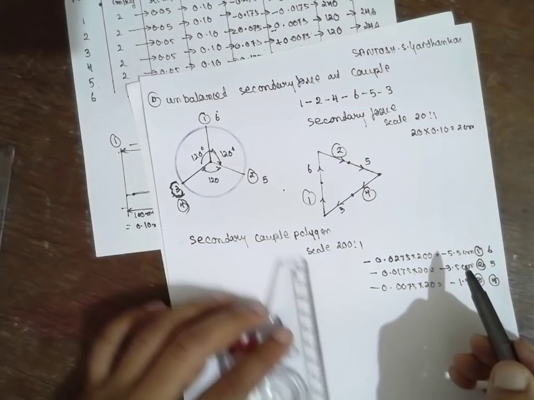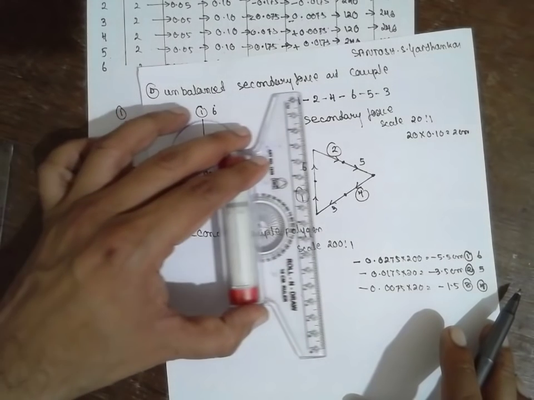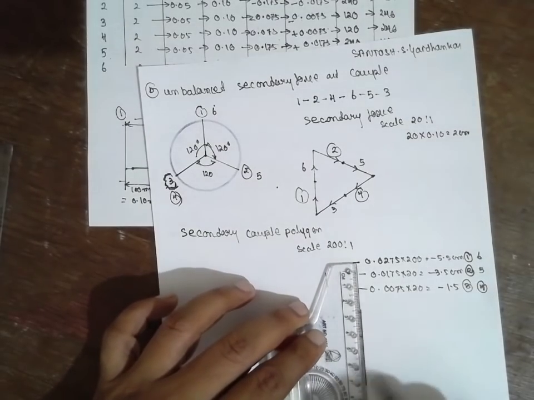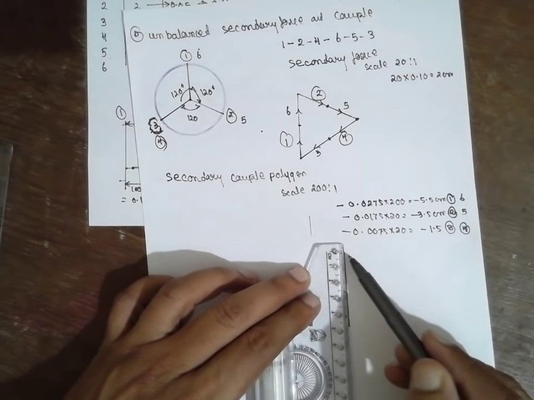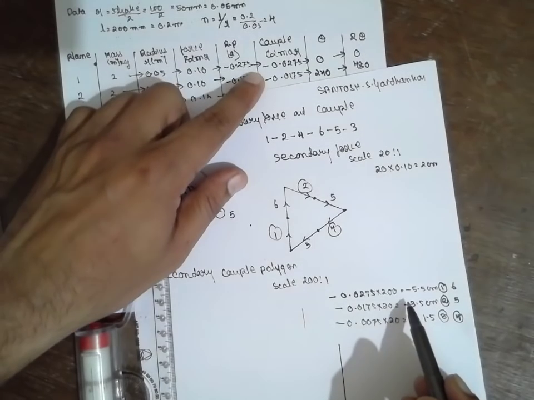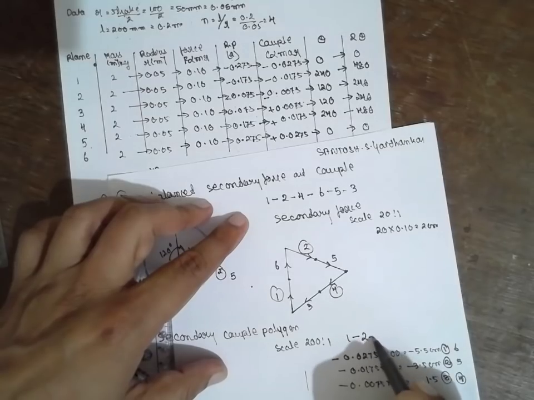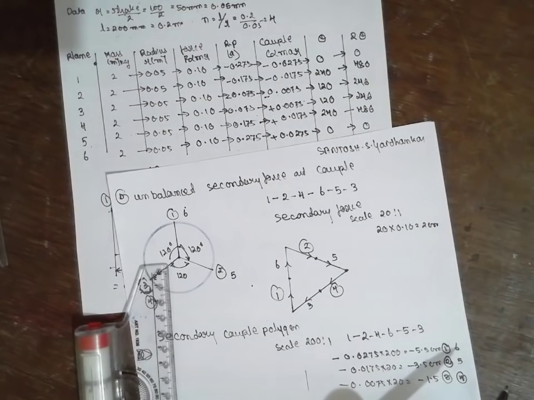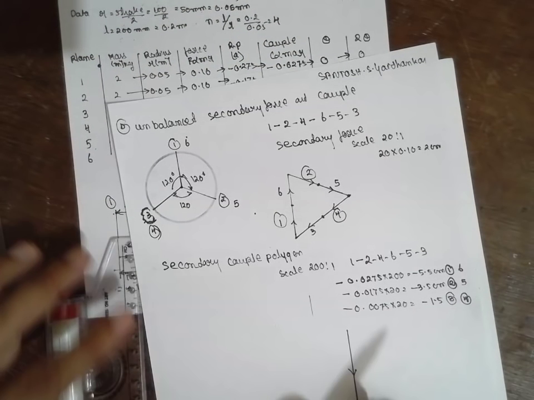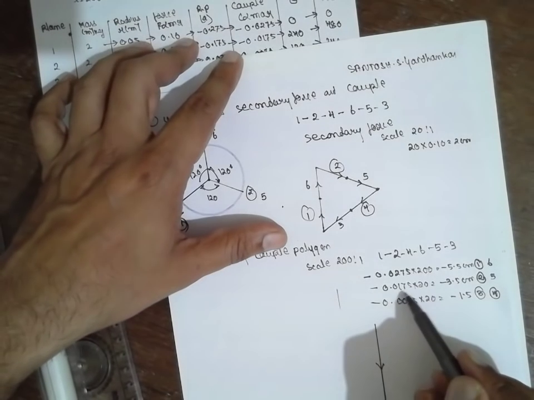Now, drawing the secondary couple polygon. First value is 5.5 cm, exactly parallel to this one, or draw a reference exactly parallel to this one. 5.5 downward. It is a negative sign, therefore the arrow will be downward. Next, you have to consider the firing order here: 1, 2, 4, 6, 5, 3. While drawing the secondary couple polygon, you have to consider the firing order. While drawing the secondary force, you have to consider this circle. In the firing order, first is 5.5, drawn here.